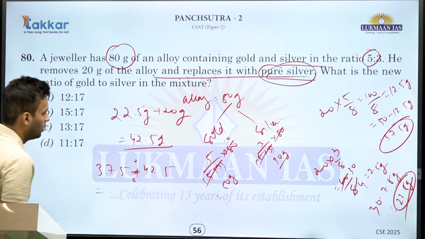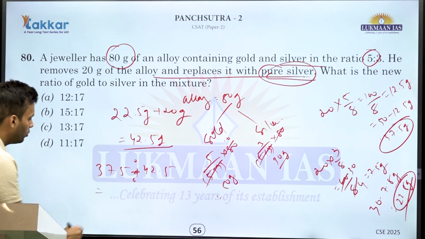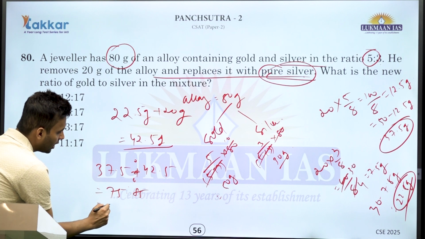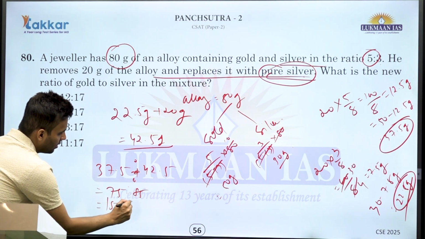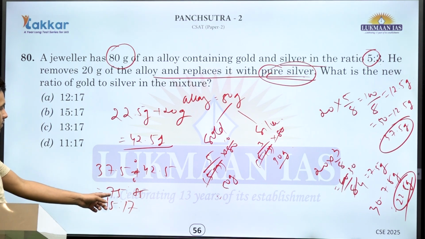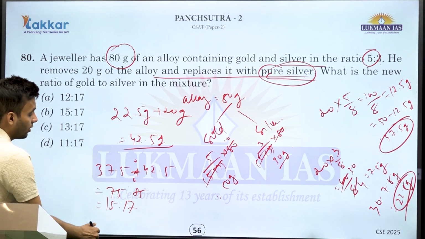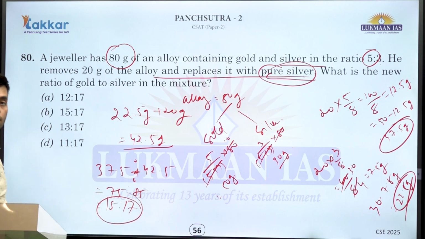So what will we do? We just multiply by 2. This will become 75 is to 85, and we'll simplify this. It will become 5 times 15 is to 5 times 17. Dividing both sides by 5, we get 15 is to 17. Is there any option B? 15 is to 17. This is the right answer.